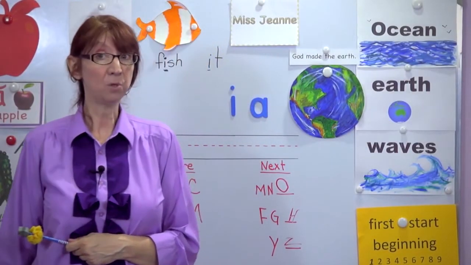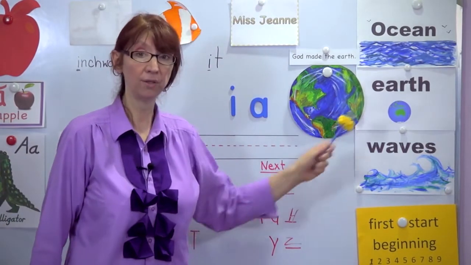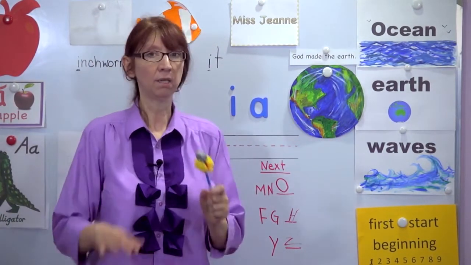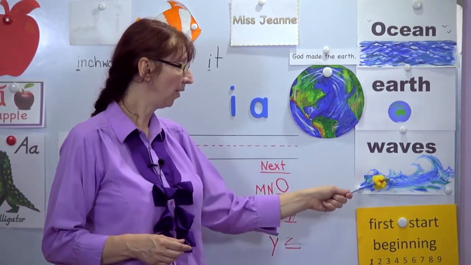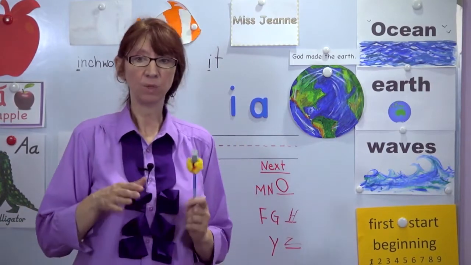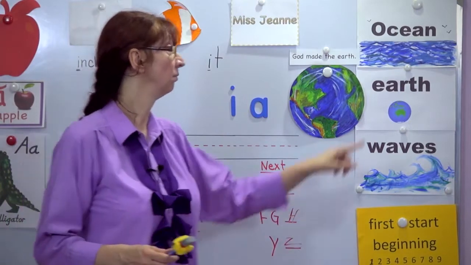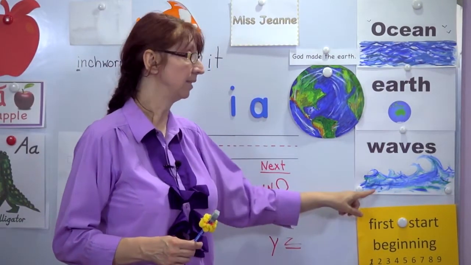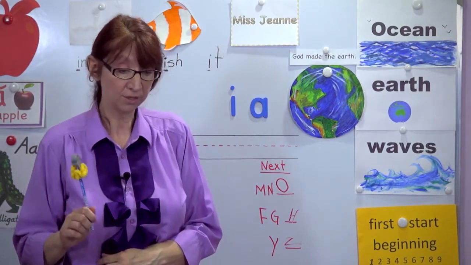Now, we have a new word. God made the ocean, He made the earth, but the ocean is lots of water. We already learned that. But on the ocean we have waves. Waves is when the water moves. And sometimes it moves just a little, like this. And sometimes it has big waves. And we also learned there's creatures in the ocean.